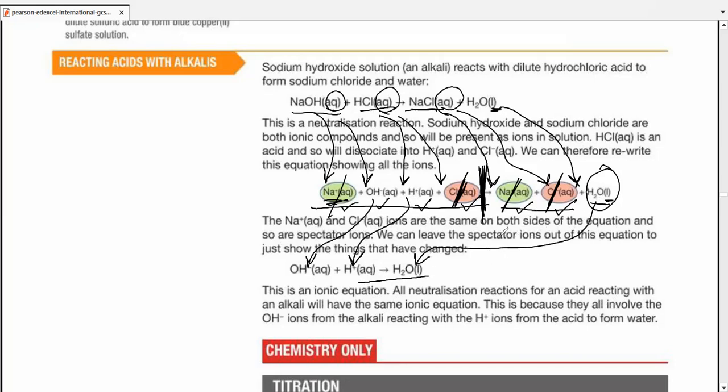That's the ionic equation for any neutralization reaction, because acids and alkalis are the sources of hydrogen ions and hydroxide ions respectively, which react together to form neutral water, hence the name neutralization reaction. So most neutralization reactions will end up having the same ionic equation. This is the easiest kind of tip to write the ionic equation for neutralization reactions. You get the point?